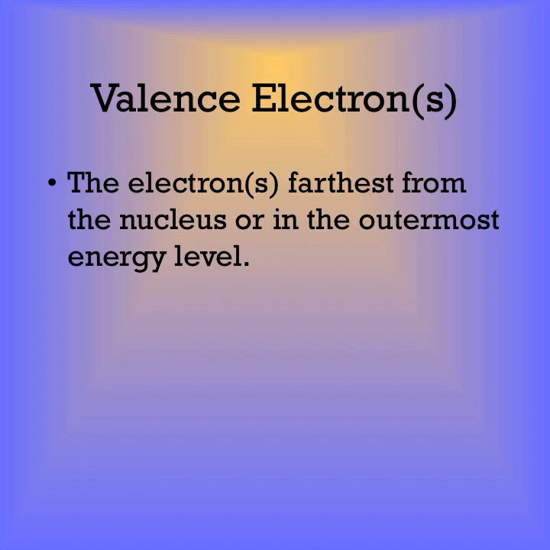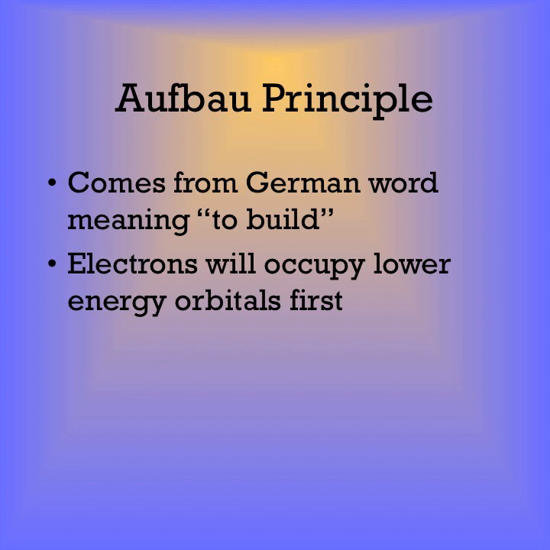I'm going to go over several principles and rules. The first of them is the Aufbau principle. It means "to build" in German. What it tells us is that electrons will occupy lower energy orbitals first. As they occupy those lower energy orbitals, they are achieving lower energy states. That translates into stability for the atom.